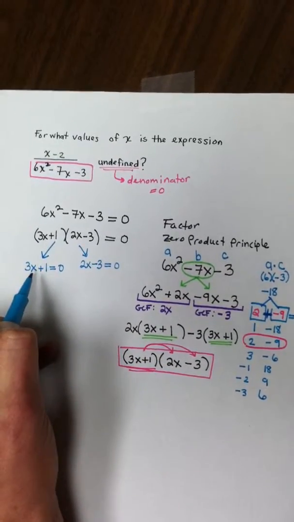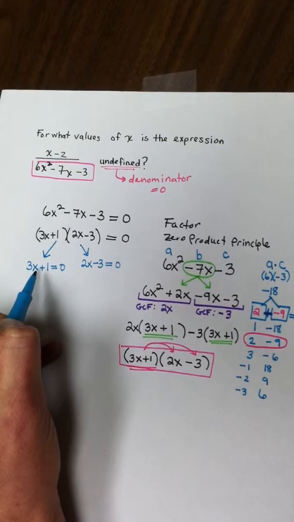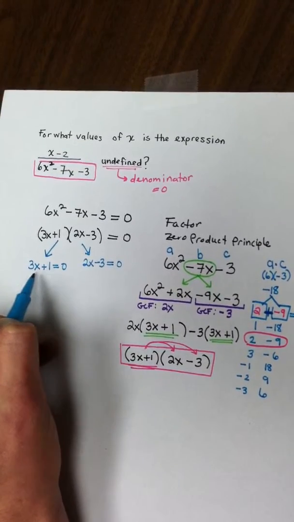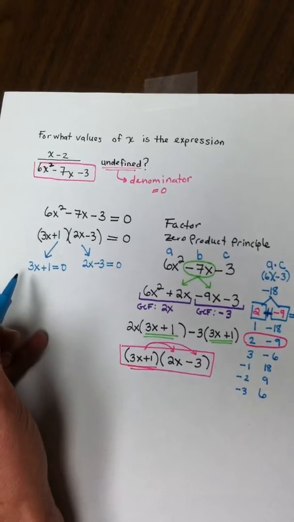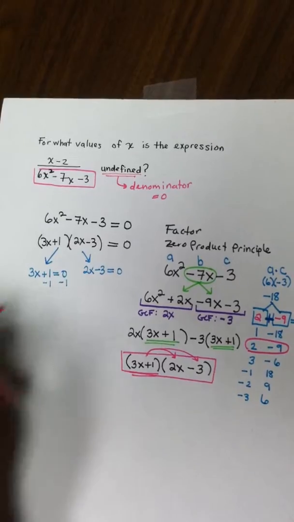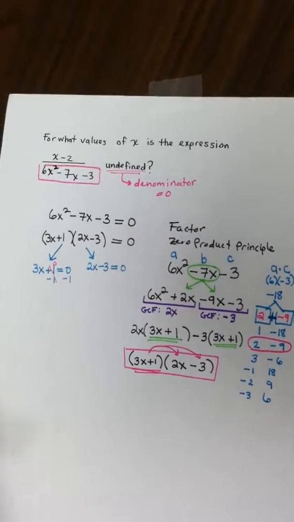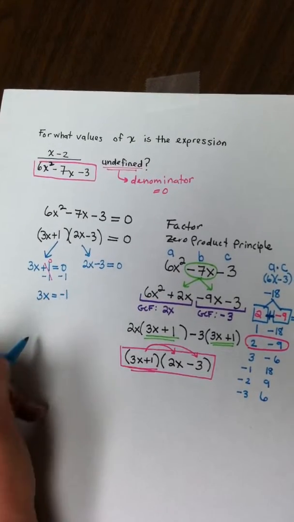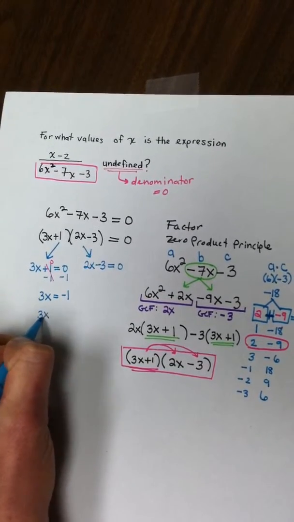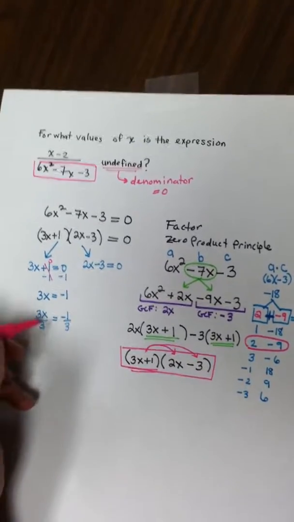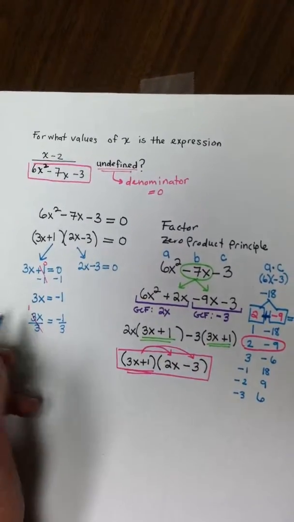So my job is to figure out what value of x would make this factor equal to 0. So basically, I set the factor equal to 0 and solve for x. I'm going to subtract 1 on each side. That adds to 0 and leaves me a 3x on the left, and this adds to negative 1. And then I'm going to divide both sides by 3. That divides to 1 and leaves me an x.